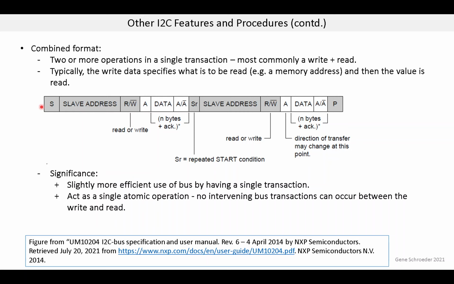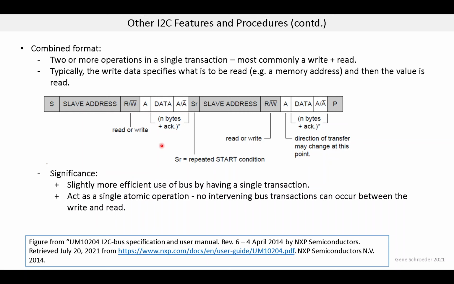So here we can see how this works. We do the first operation as normal through here, and then where we would normally generate a stop condition, we generate another start condition. This is called a repeated start. Then we do the next operation just as we would before, and in that case, if this is the last operation, we generate a stop condition.